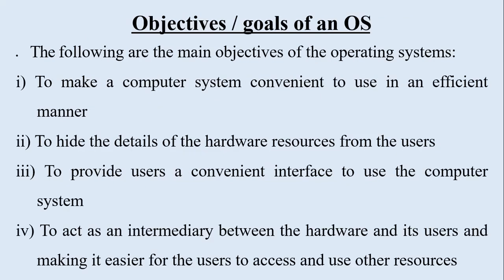So what are the objectives or the goals of an operating system? The following are the main objectives of the operating system. Number one, to make a computer system convenient to use in an efficient manner. Number two, to hide the details of the hardware resources from the users. Number three, to provide the users a convenient interface to use the computer system. Number four, to act as an intermediary between the hardware and its users, making it easier for the users to access and use other resources.